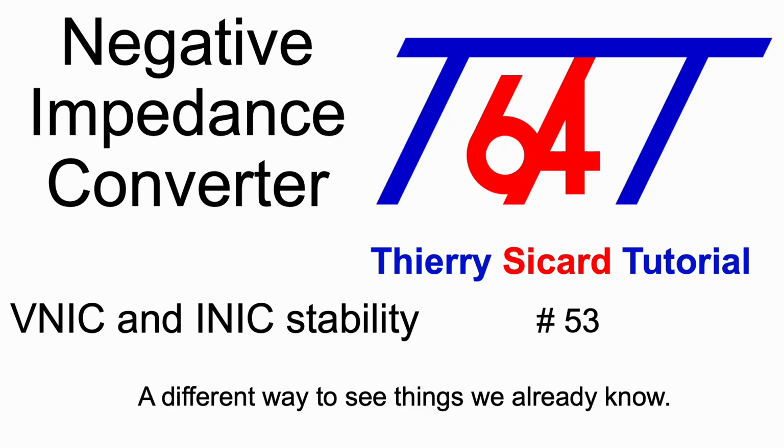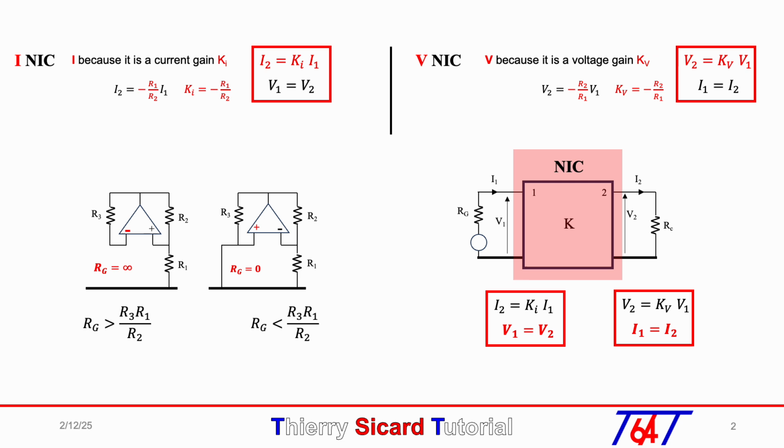Hello everyone, in this TIC car tutorial number 53, following the RLC oscillator, we will talk about how to build a negative resistance with a negative impedance converter called NIC. We will review the different V and I NIC types as well as the plus and minus inputs linked with the stability conditions.